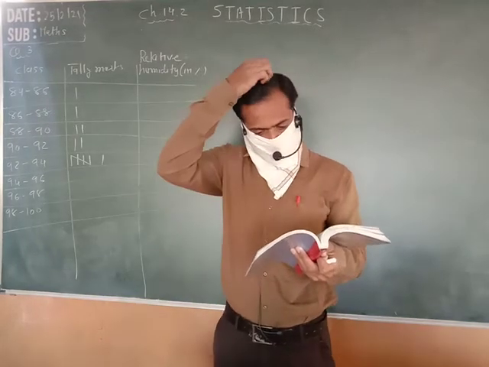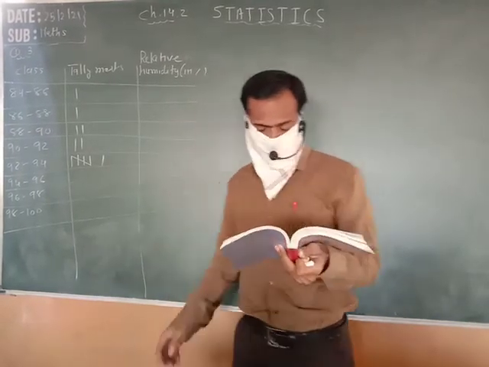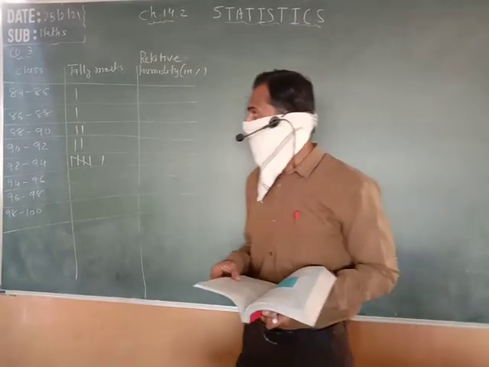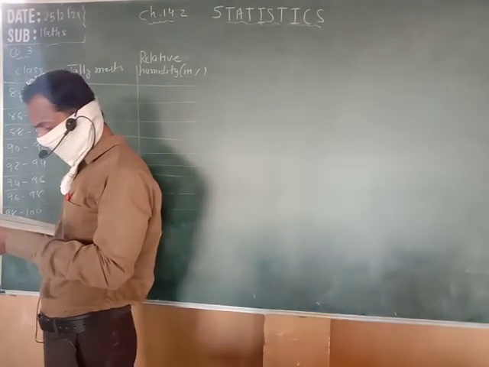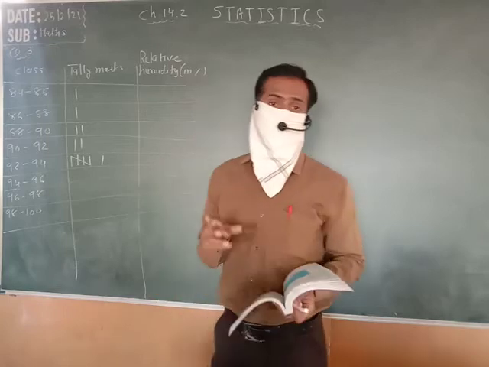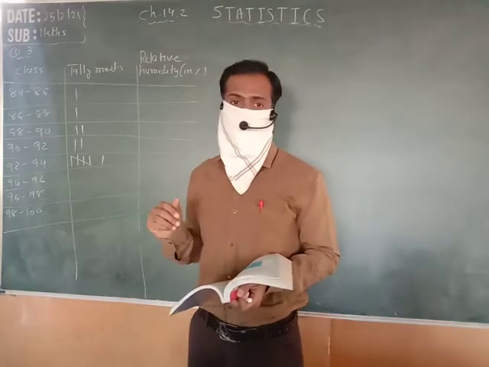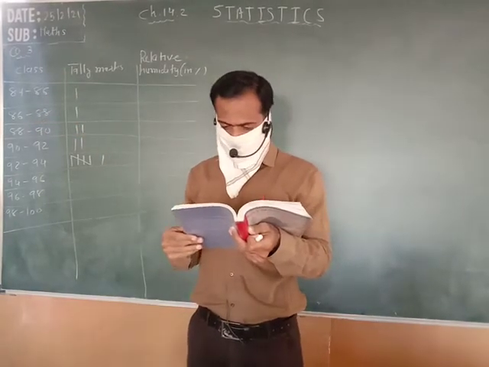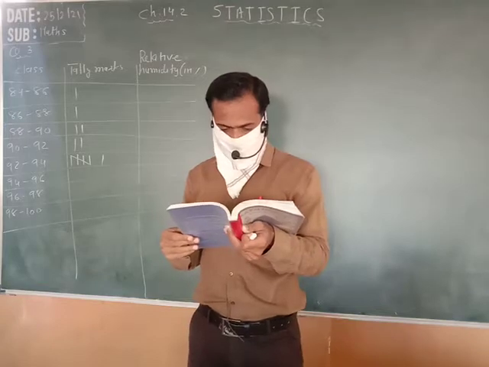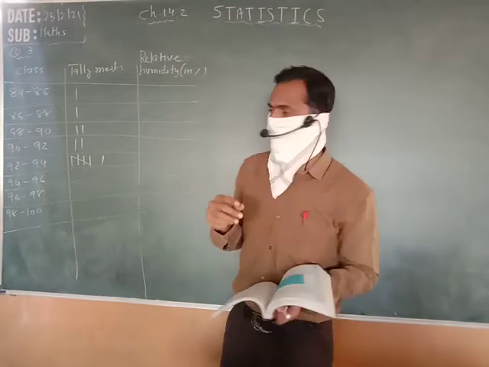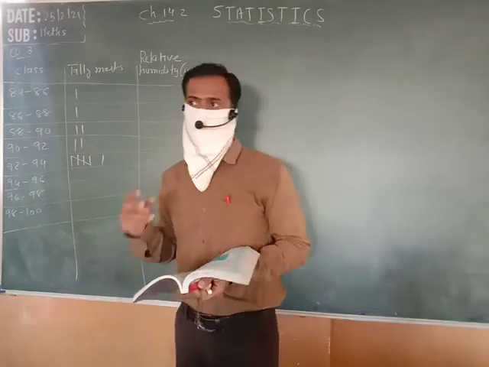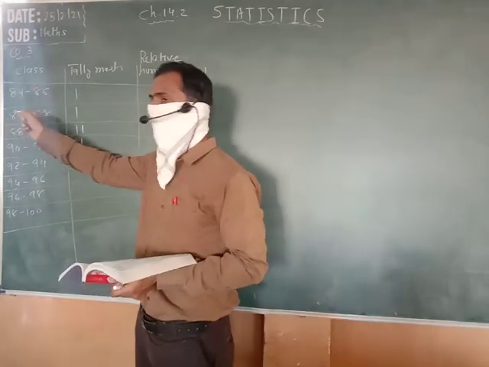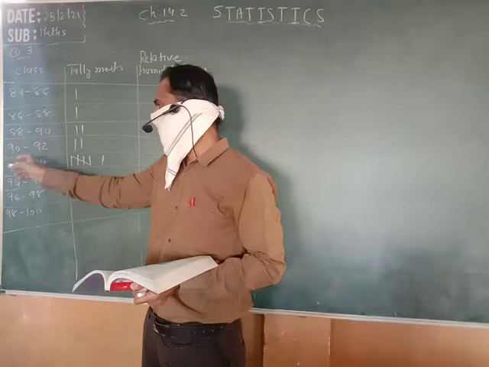The question is: the relative humidity of a certain city for a month of 30 days was as follows. Here the first class is 84 to 86. The minimum observation is 84.9, so we have to cover the class which includes 84.9, which is 84 to 86. The highest observation is 99.2, so the last class should cover 99.2. We'll take a gap of 2, so it will be 84 to 86, then 86 to 88, 88 to 90, 90 to 92, and so on.